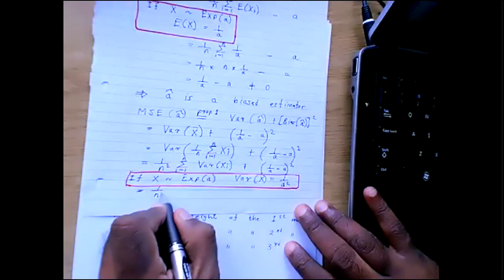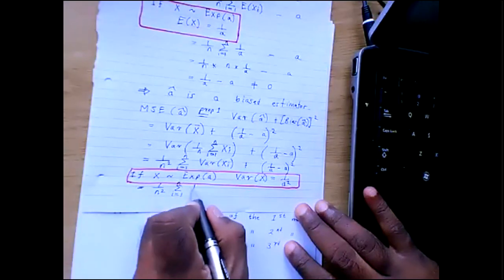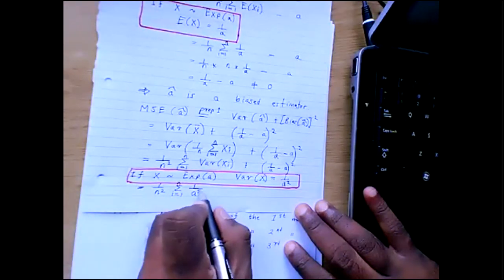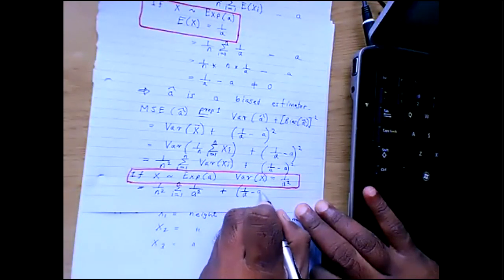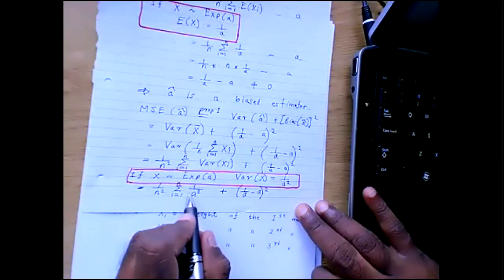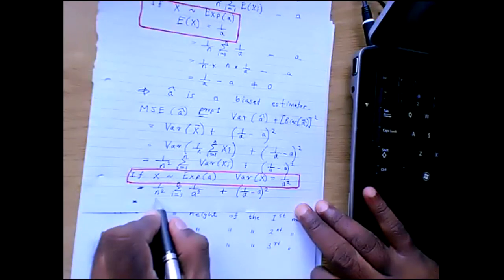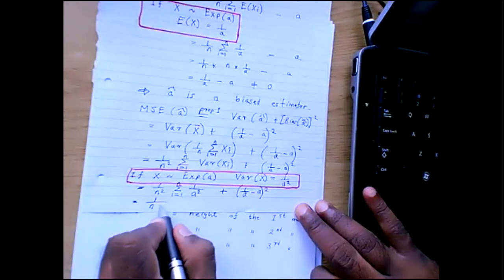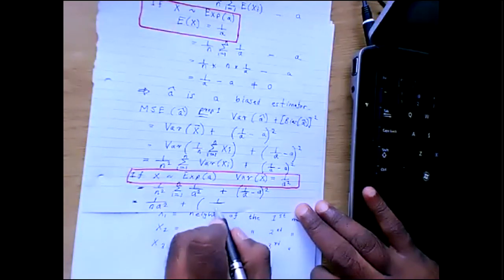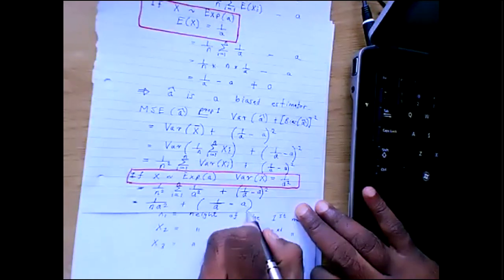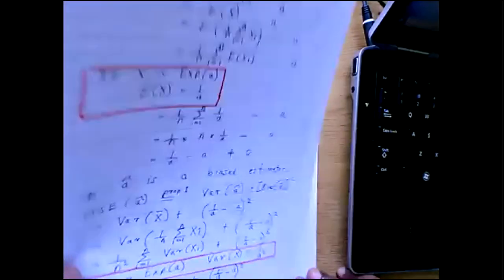1 over A squared plus this, right? And if you simplify this sum, you will get the following. You get 1 over n times A squared, right? Plus the bias squared. All right. Okay, guys, so this completes exercise number 6.